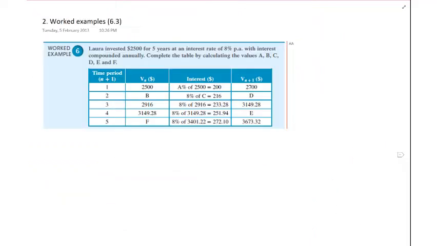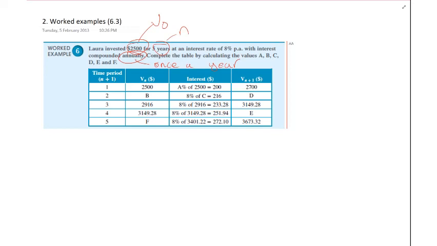So here's a worked example. Laura invested 2.5 grand, so that's basically our V0, for 5 years. That's our N. At an interest rate of 8% per annum, so that's per year, but with the interest compounded once a year. So basically what you want to find out is what A, B, C, D, E, and F equal. So A, the percentage interest per annum earned on interest?